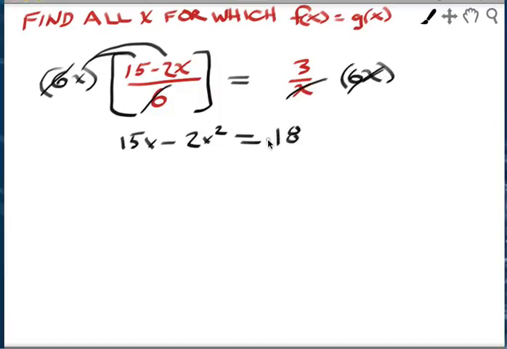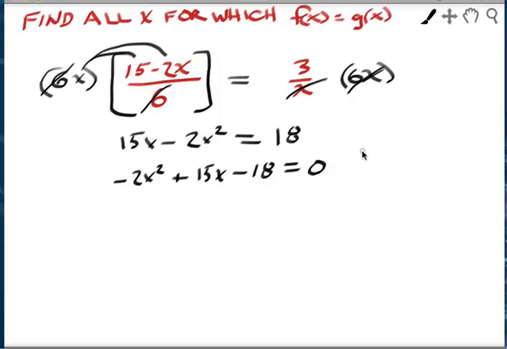Now, as you can see, the reason why this problem is given in chapter 8 as opposed to chapter 6 is because it's quadratic in nature, and you need the formula or completing the square skills to solve it at this point. What I'm going to do is get it into the proper form by rearranging, subtracting 18 from both sides, and there you go.